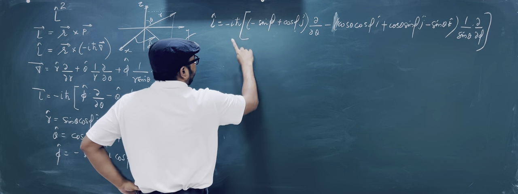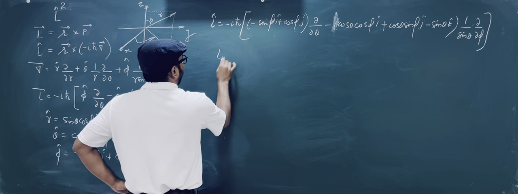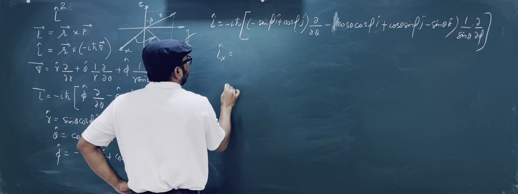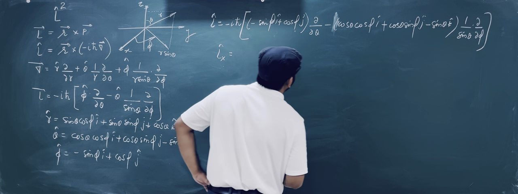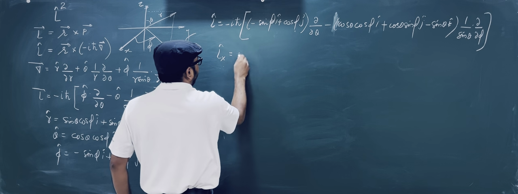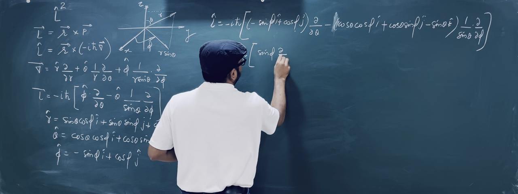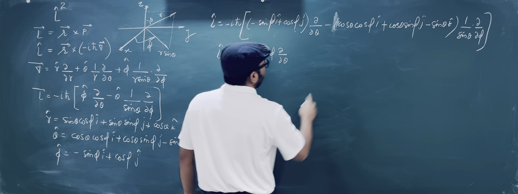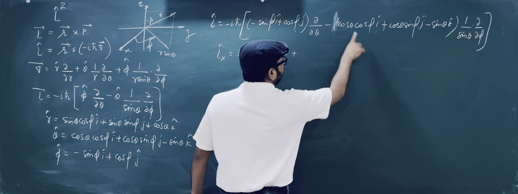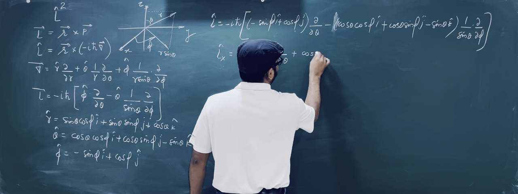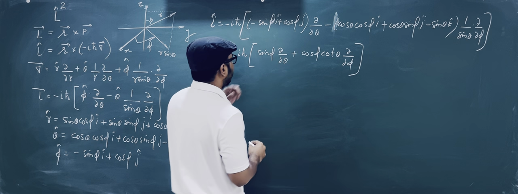So this is i cap. The x component, Lx, which is the coefficient of i cap, can be written as minus i h-bar times: minus sin phi ∂/∂theta, and, taking the terms of i, minus cos theta cos phi times (1/sin theta) ∂/∂phi, so cos over sin is cot theta, giving cos phi cot theta ∂/∂phi. This term is for the x component.